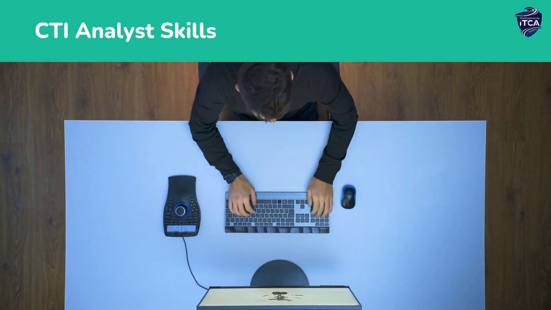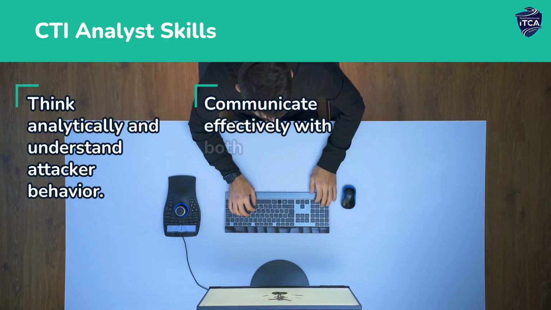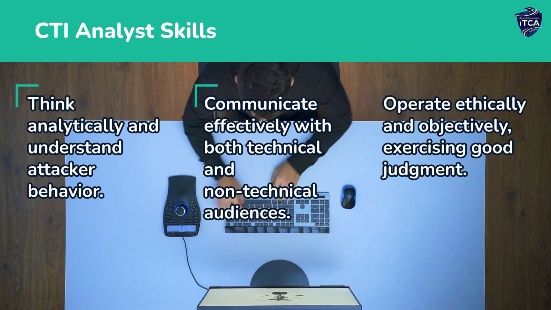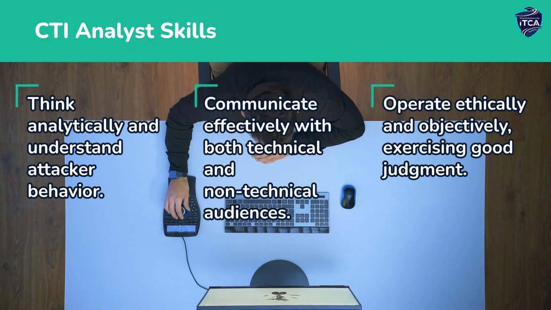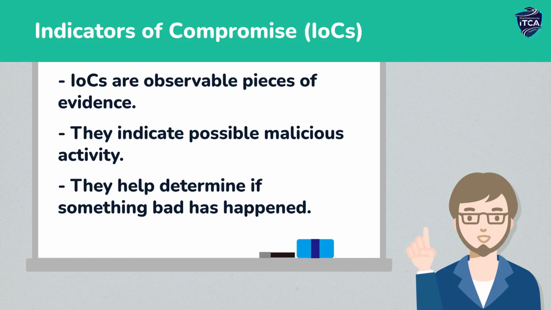CTI analysts are expected to think analytically, understand attacker behavior, communicate effectively with both technical and non-technical audiences, and operate ethically and objectively. CTI is as much about judgment and communication as it is about technical knowledge. One of the most common outputs of CTI is indicators of compromise, or IOCs. IOCs are observable pieces of evidence that indicate possible malicious activity. They help answer a simple but important question: has something bad happened?